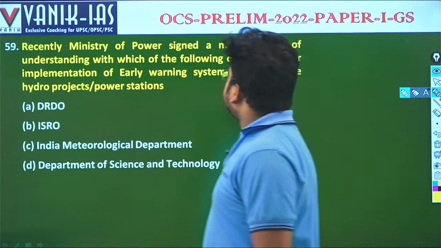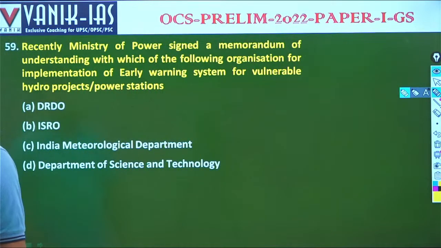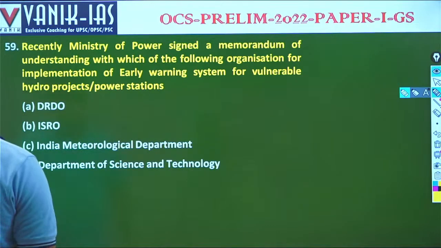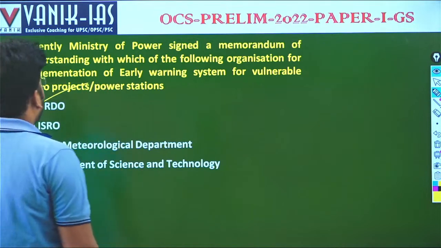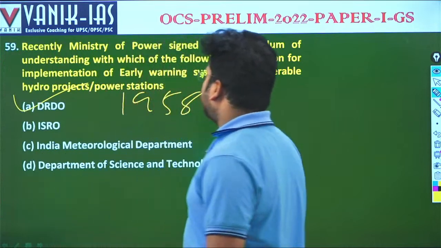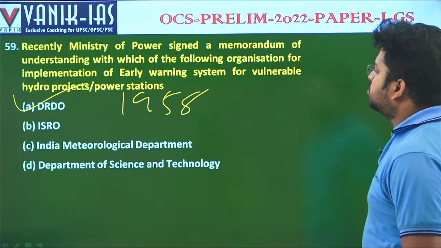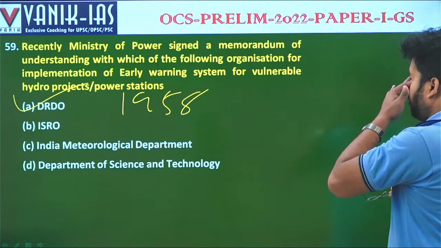Recently, the Ministry of Power signed a Memorandum of Understanding with which of the following organizations, for implementation of an early warning system for vulnerable hydro projects? It is DRDO, the Defence Research and Development Organisation. It was established in 1958. Now Dr. Samir V. Kamat is the chief of DRDO. So it has signed an MoU with the Ministry of Power.